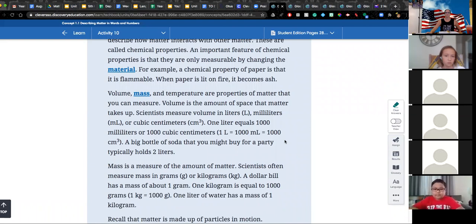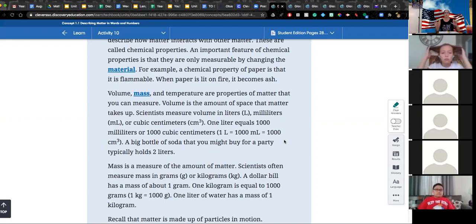Volume, mass, and temperature are properties of matter that you can measure. Volume is the amount of space that matter takes up. Scientists measure volume in liters, milliliters, or cubic centimeters. 1 liter equals 1,000 milliliters or 1,000 cubic centimeters. A big bottle of soda that you might buy for a party typically holds 2 liters.